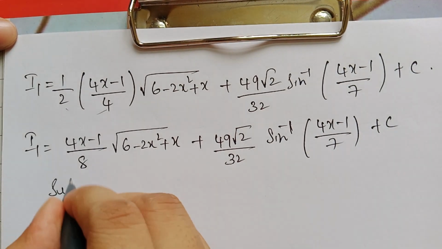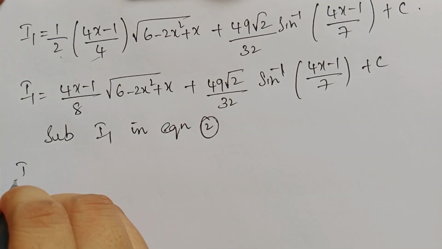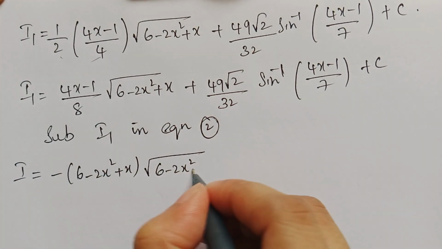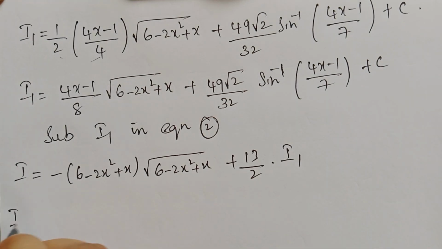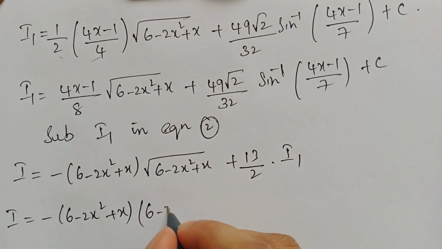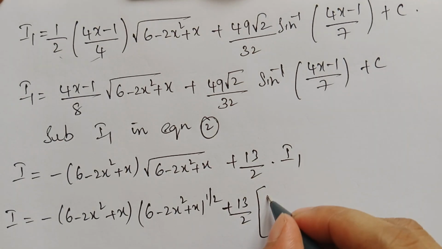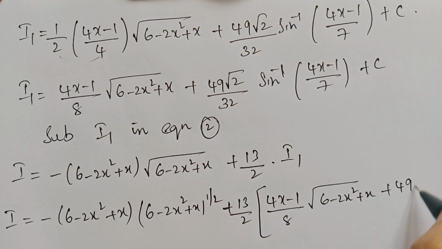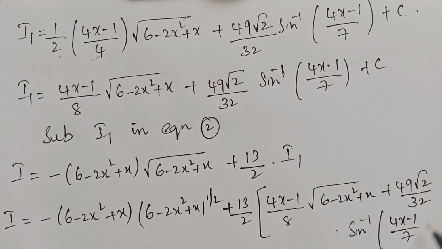So now we should substitute I1 in equation 2. So our equation 2 was I equal to negative of 6 minus 2x square plus x into root of 6 minus 2x square plus x plus 13 by 2 into I1. So I'll write the I1 value here, and this I is equal to negative of 6 minus 2x square plus x, and this root can be written as 6 minus 2x square plus x whole power 1 by 2, plus 13 by 2 into the I1 value, which equals 4x minus 1 by 8 into root of 6 minus 2x square plus x plus 49 root 2 by 32 into sine inverse 4x minus 1 by 7 plus c.